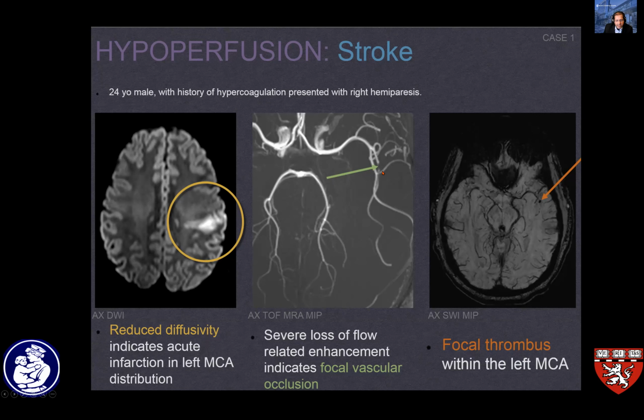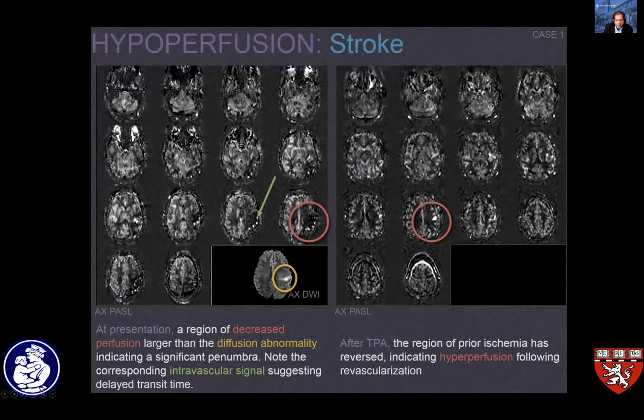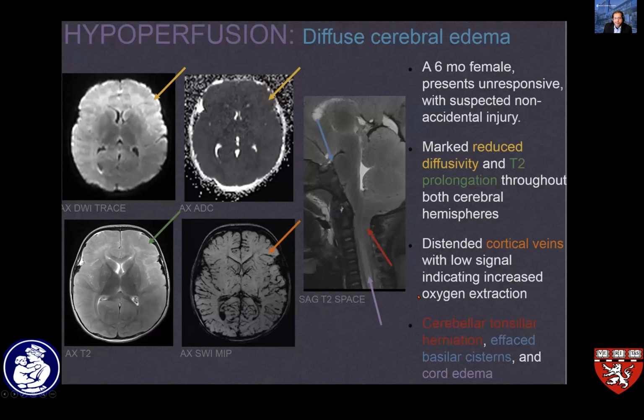This shows the loss of flow and focal vascular occlusion, and there's focal thrombus in the MCA on the SWI. And on the ASL, you can see that there's a region of decreased perfusion, which is larger than the diffusion abnormality that we had seen earlier, indicating a significant penumbra. And there's also corresponding increased intravascular signal here, suggesting delayed transit time. The patient had TPA administered on the table, and then the region of prior ischemia had reversed by the time the TPA infusion was completed, indicating hyperperfusion following revascularization.